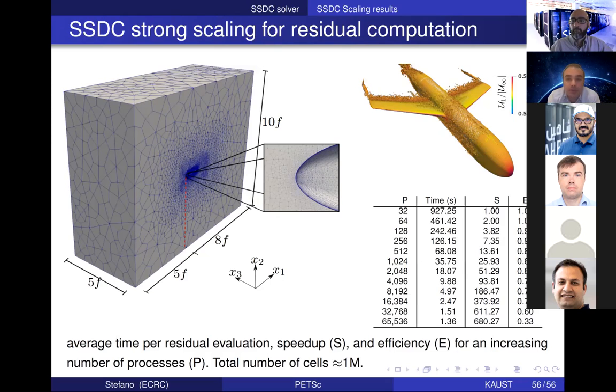For example, going from 4,000 to 8,000 processes, the scaling is perfect. Going to 16,000 processes, the scaling is still perfect. Then, at 32,000 and 65,000 processes, the scaling degrades, but here we are really using probably 20 or 30 cells per core, which we know is not optimal from that point of view.